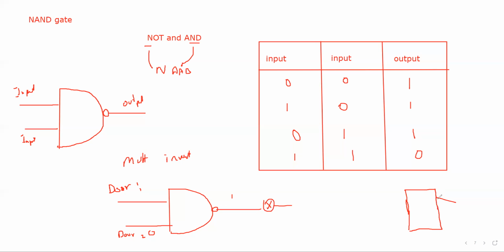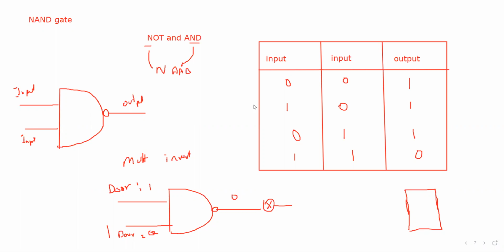But if both of the doors are properly closed, it means when they are closed, it means 1. They are allowing the current to pass. So if both inputs are 1, the output will be 0. The lamp will be off or the buzzer will not ring. So this is the application for the NAND gate.